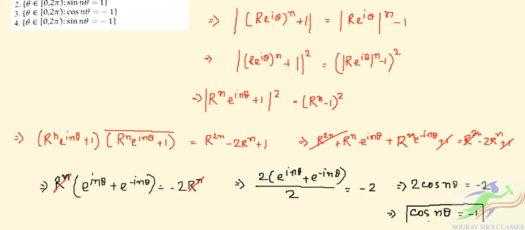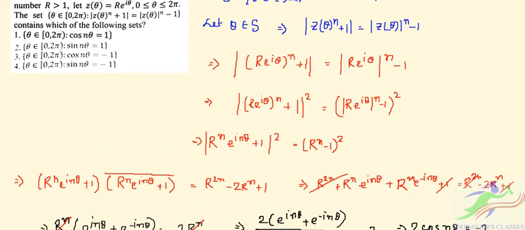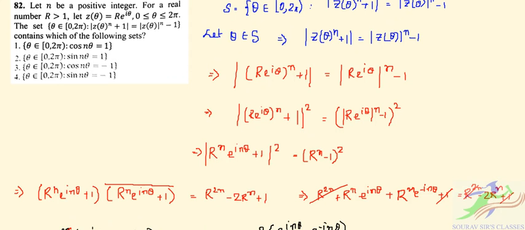Okay, so let's check with the options. Our option in this case is for theta in the semi-closed interval 0 to 2 pi. So option 3 is the correct answer: cos n theta equal to minus 1.